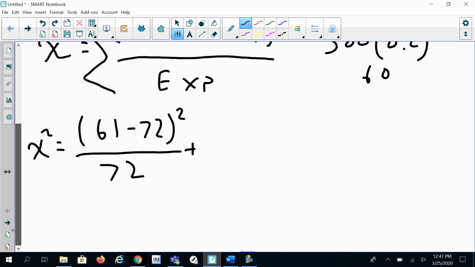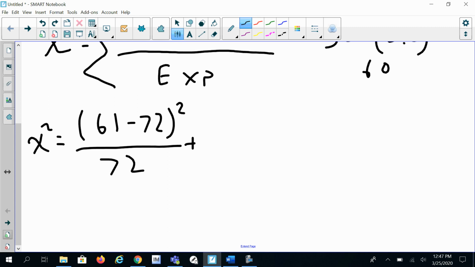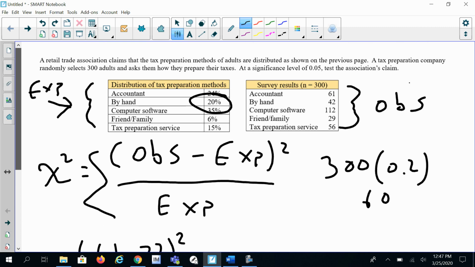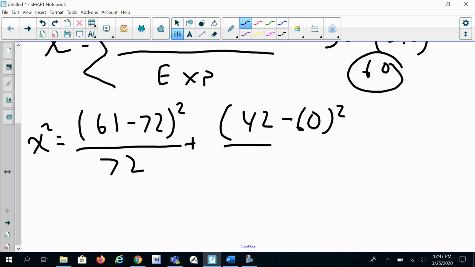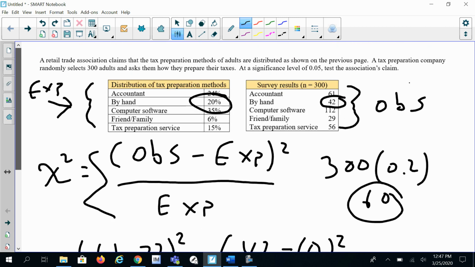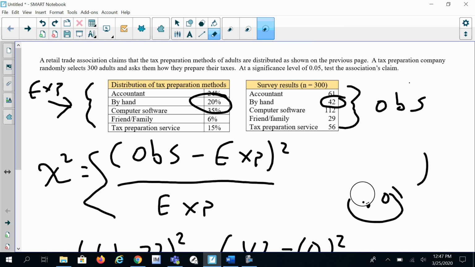So next I have to do the observed. My observed was 42 by hand. I'm expecting 60. So we do (42 minus 60) squared divided by 60. And we just do it again. I can probably squeeze one more here on this line. Now that I've done it twice, I'm going to go a little bit faster here.